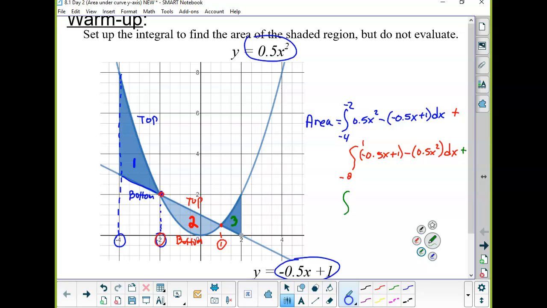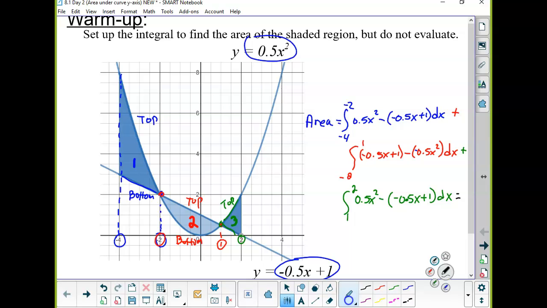Let's see if I can do this one right. We're going to start at 1. We're going to end at 2. And then the top, now it's different. 0.5 x squared. And then we're going to subtract the bottom, which is the linear. There we go. And there it is.